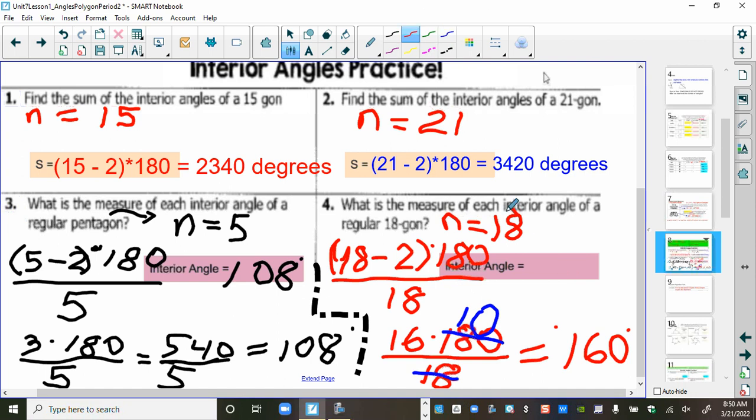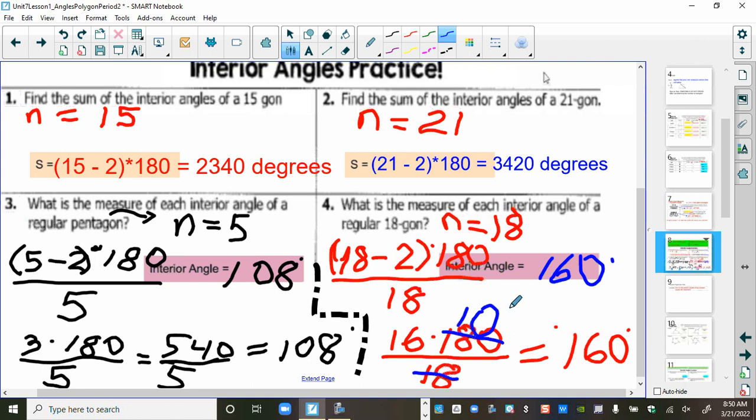So let me write that final one here. I'll use the blue. 160 degrees. Any questions?